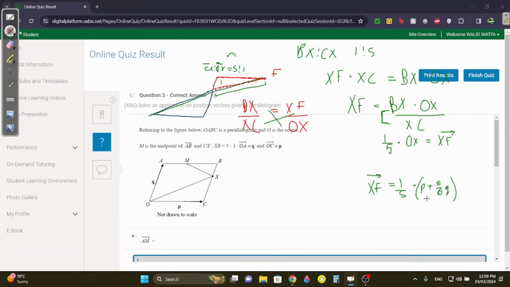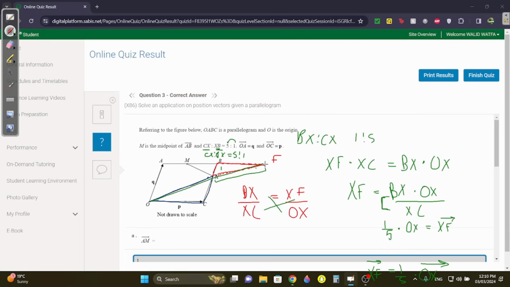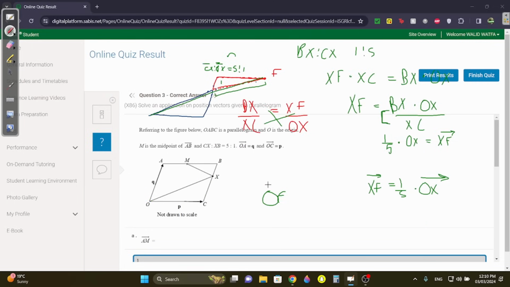How am I going to distribute this? Actually, in my opinion, it's easier to keep it as 1 over 5 times OX. Keep it like this, because we're not trying to find XF, we're actually trying to find the whole green segment, OF. I told you OF is equal to OX plus XF, which is the outside part, this XF. So it can be rewritten as OF is equal to OX plus 1 over 5 OX. Why? Because we said XF is 1 over 5 OX, and OX just stays OX.